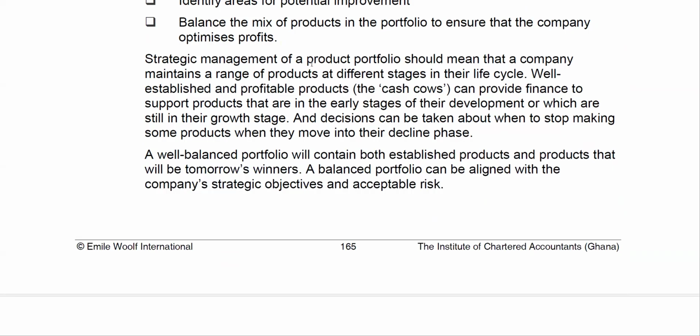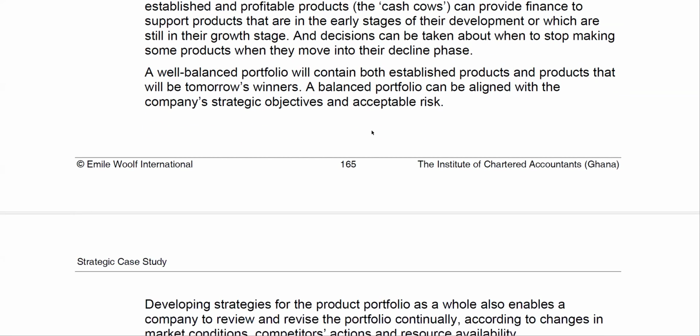Now, strategic management of a product portfolio should mean that a company maintains a range of products at different stages in their life cycle. Well-established and profitable products, the cash cows, can provide finance to support products that are in the early stages of their development, like the problem child or the stars, okay, which are still in the growth stage. And decisions can be taken about when to stop making some products when they move into their decline phase, right? So a balanced portfolio will contain both established products and products that will be tomorrow's winners.